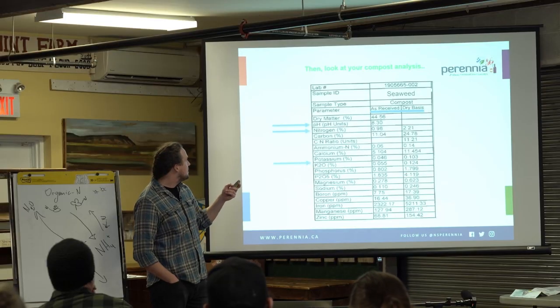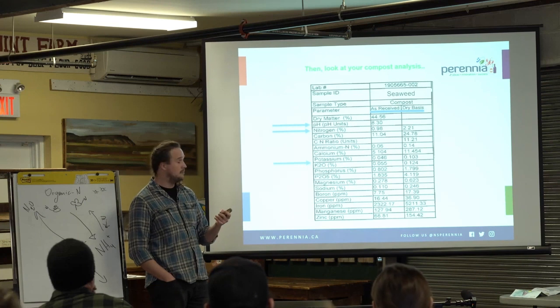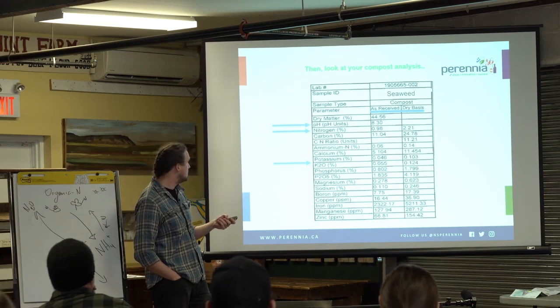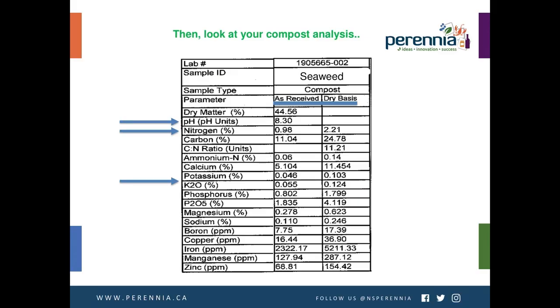So this is a compost analysis done by the NSDA of a local compost. It's a seaweed compost, and I want to highlight a couple things here. You'll notice there are 2 columns. There's an as-received column and a dry basis column. The as-received column has your moisture in it. The dry basis doesn't have any moisture. Obviously, it's dry. So why do they give you the 2 columns?